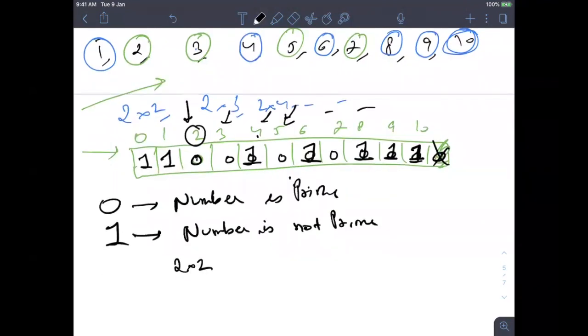After the completion of this part, I will get some array. So at whatever index the number is 0, it is a prime, and the number where we are having 1, it is a non-prime number. Is this clear?